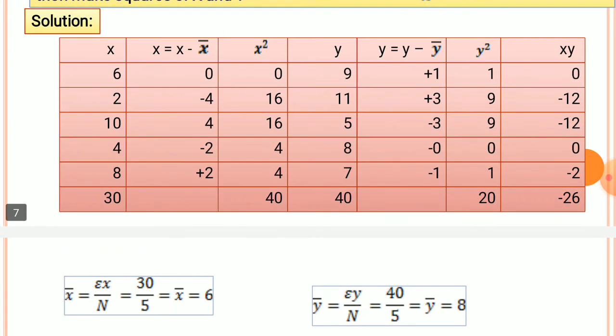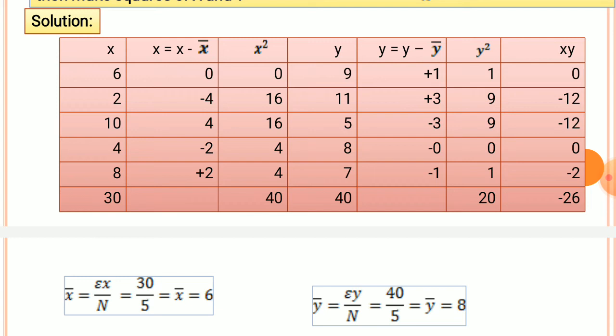Now complete the table with the help of x bar and y bar. x minus x bar, x means 6, minus means difference or deviation from which, from 6. 6 minus 6 is 0, 2 minus 6 is minus 4, 10 minus 6 is plus 4, 4 minus 6 is minus 2, 8 minus 6 is plus 2. Now x square: 0, 16, minus 4 square is 16, minus 2 square is 4, plus 2 square is 4.